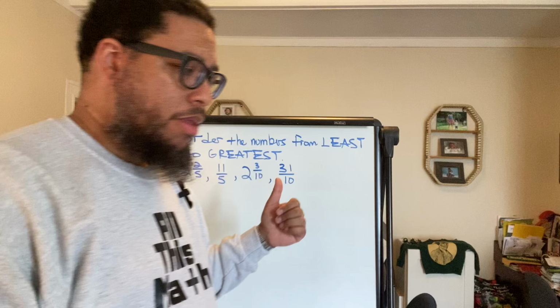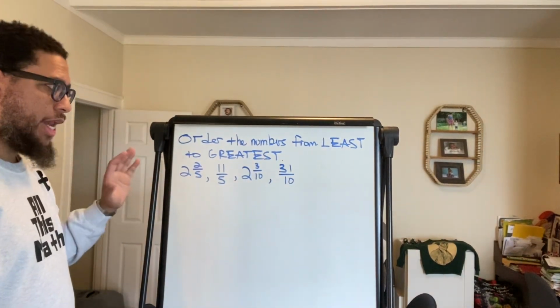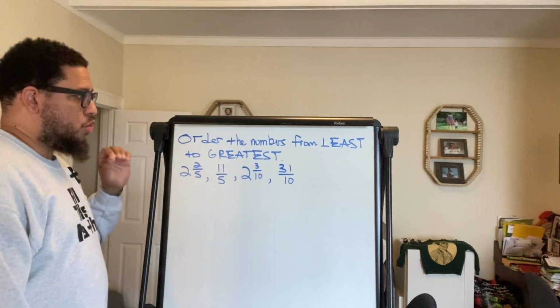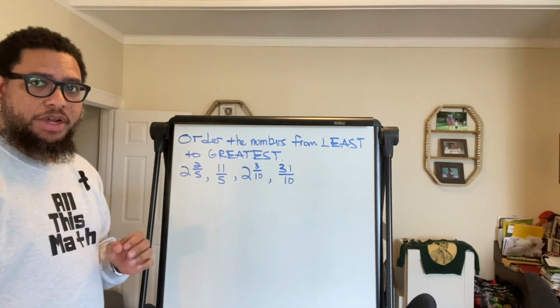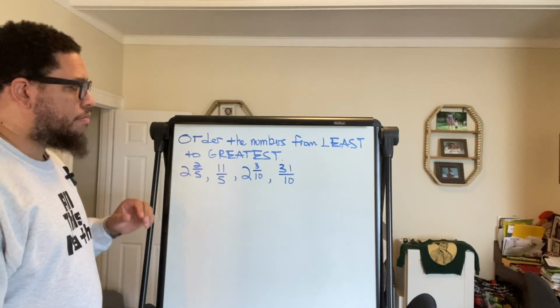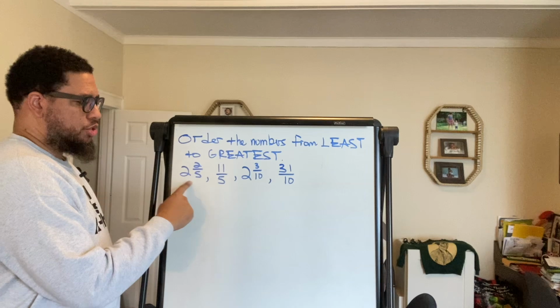All right. Now let's get into this. Let's read it and make sure we understand what we're being asked to do. It says to order the numbers from least to greatest. From least to greatest, not greatest to least. And then we have four numbers here. We have 2 and 2/5.